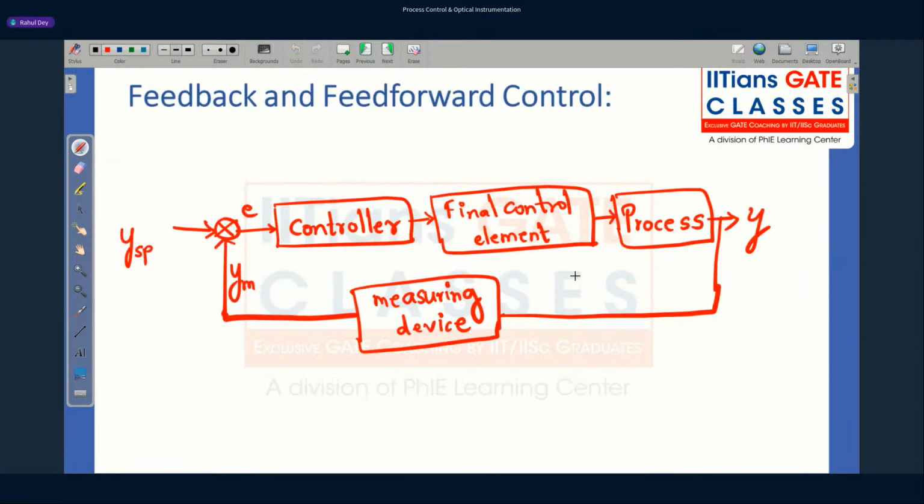Now let us study feedback and feed forward control, and what we mean by feed forward control. See, feedback control is actually very simple. In control system we have studied feedback control. So our block diagram looks something like this, in a negative non-unity feedback configuration.